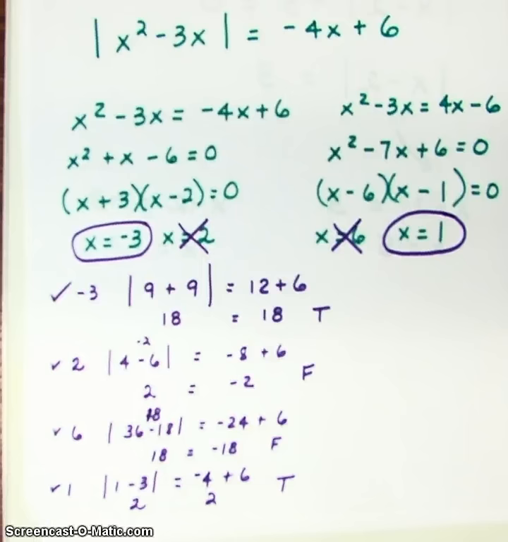So our problem that started out with 4 possible solutions only ended up with 2. This is the idea of extraneous solutions. Negative 3 and positive 1 would be our only solutions.